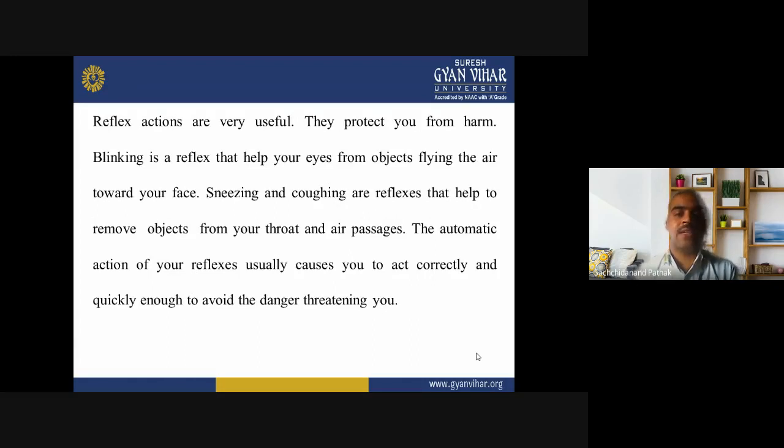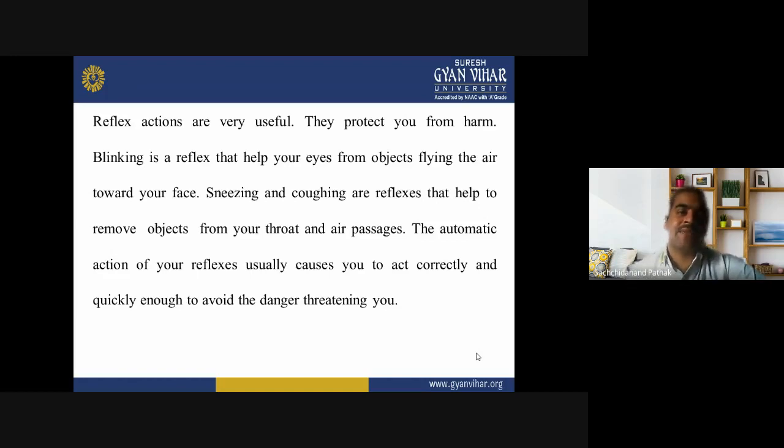Now, reflex actions are very useful. They protect you from harm. Obviously they are useful. When someone throws a ball at your face, when you just see it, suddenly and automatically your hand will be raised and you will catch the ball. Or you will close your eye when dust is blowing on your face. So yes, reflex actions are very useful. They protect you from harm.